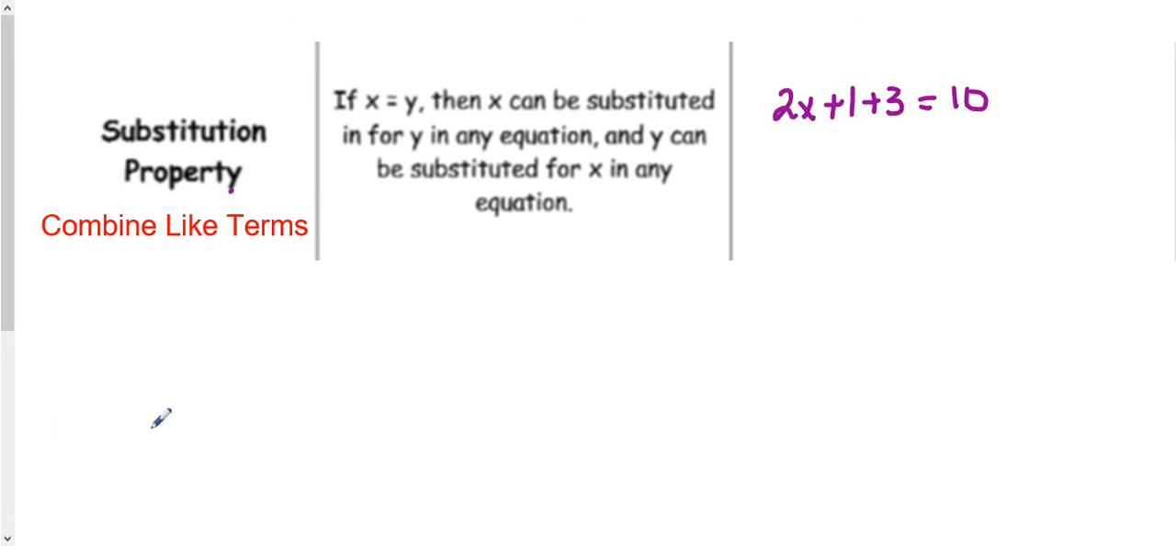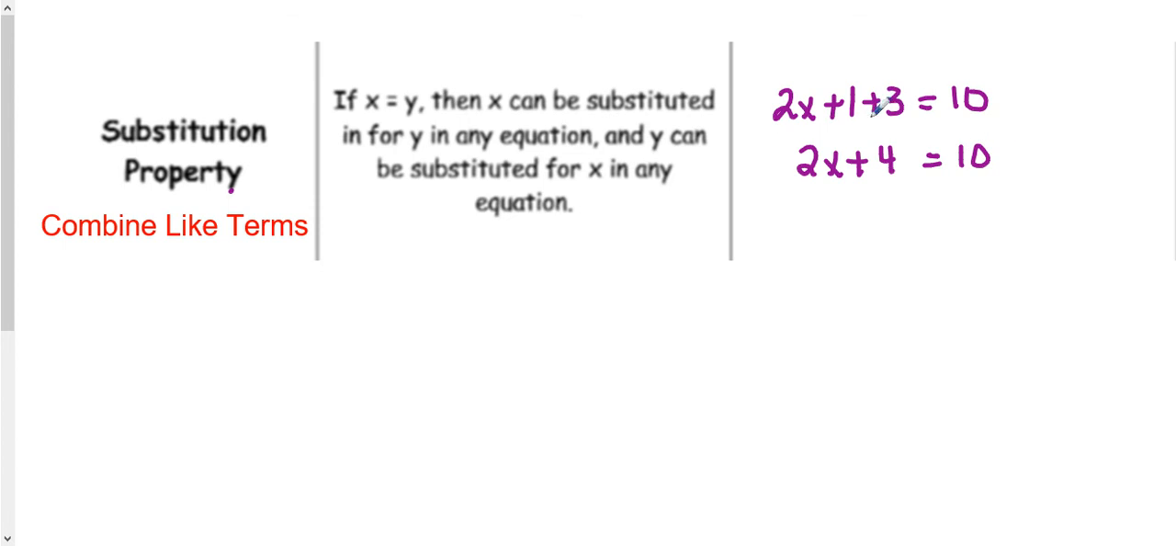And our last property that we use is the substitution property. Think about it as combining like terms. So if x is equal to y, then x can be substituted in for y in any equation, and y can be substituted for x in any equation. So here's an example. We have 2x plus 1 plus 3 equals 10. In order to solve this, we're going to combine like terms first. In other words, we're going to take 1 plus 3 and write 4. We're going to substitute 4 in for 1 plus 3. So 2x plus 4 is equal to 10.